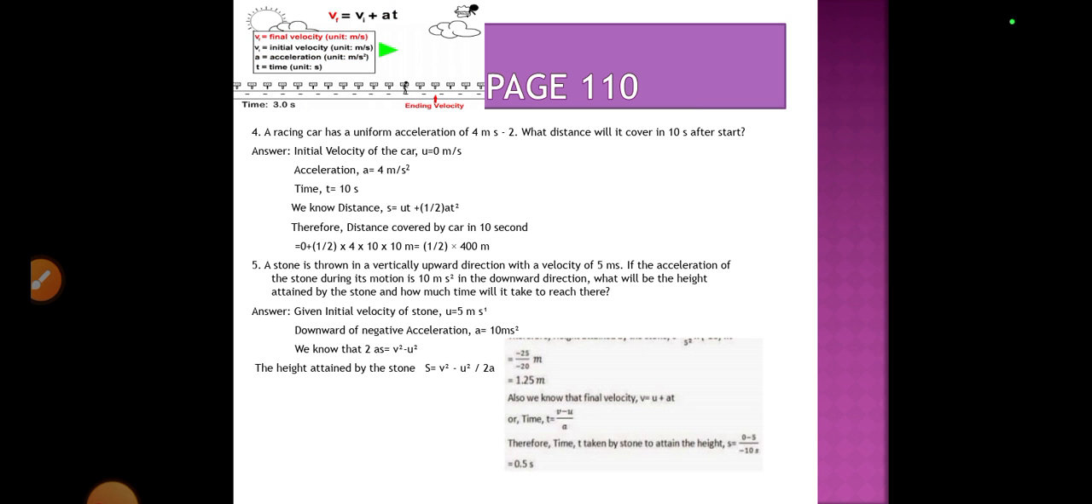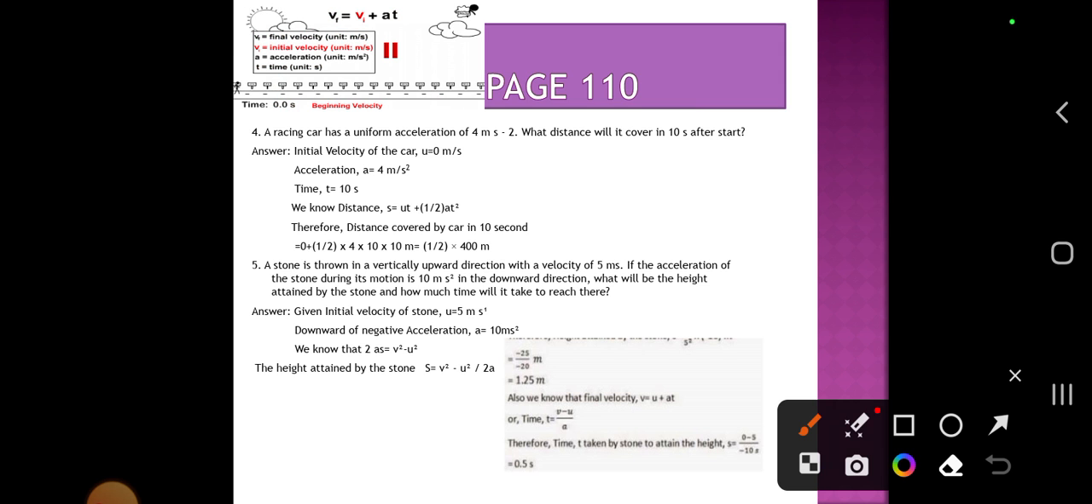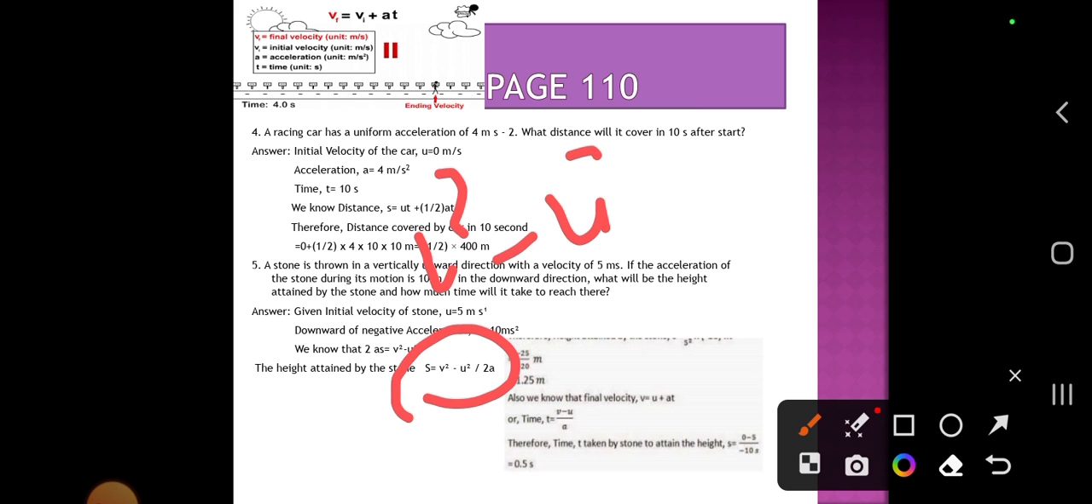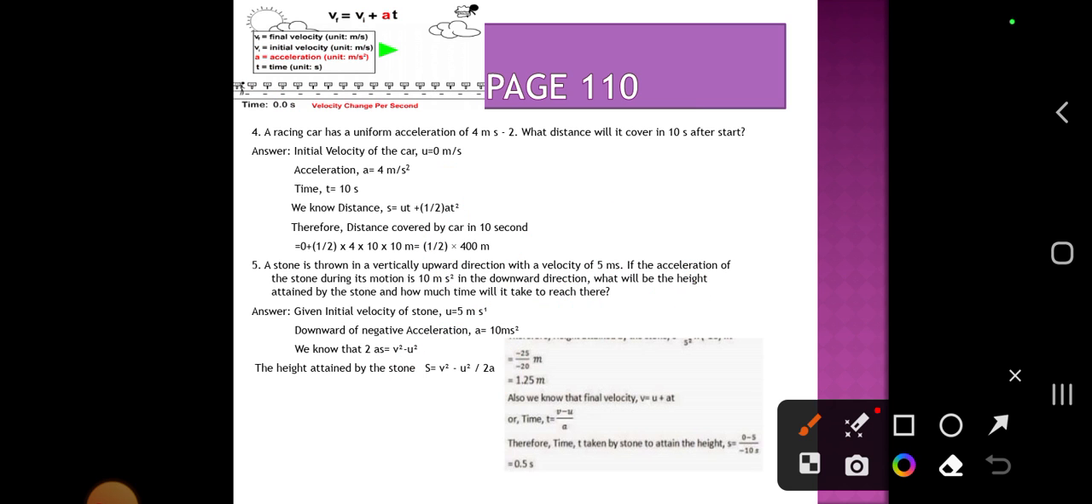We know the equation 2as is equal to v square minus u square. So height s is equal to v square minus u square upon 2a. Here, v square minus u square upon 2a, so we will get the distance s. So here we will get 1.225 meter.